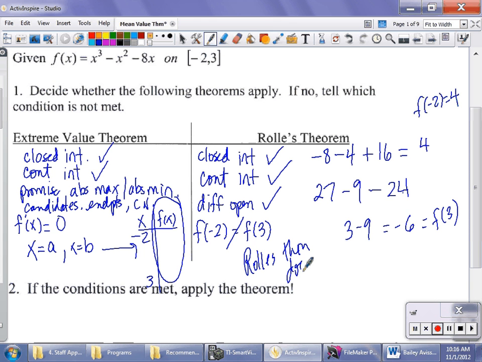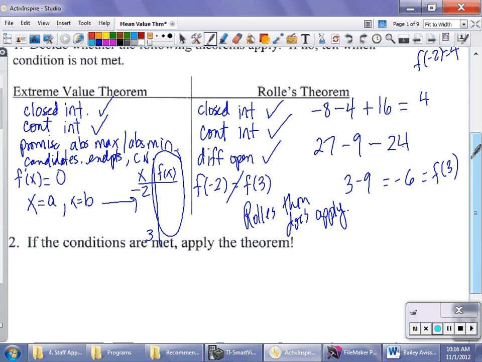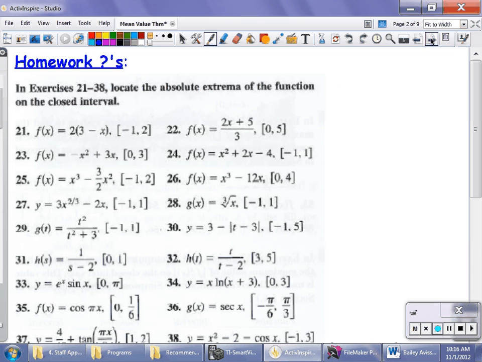But remember, the promise of Rolle's theorem, if it does apply, is that somewhere inside of that interval the derivative is 0. So if Rolle's theorem did apply, we would take the derivative of the function and set it equal to 0 to determine in that interval where the derivative is 0. Okay, moving on to the mean value theorem.